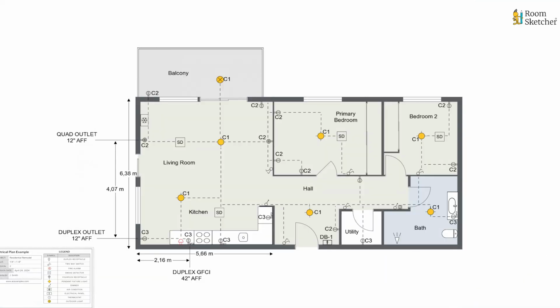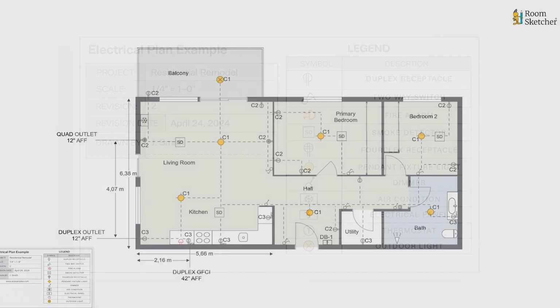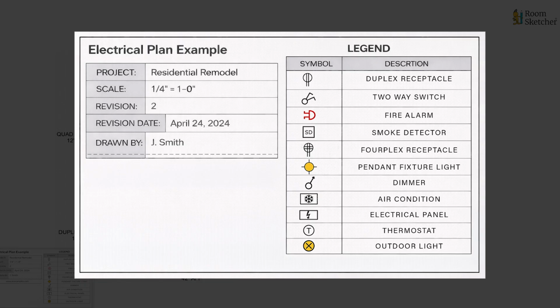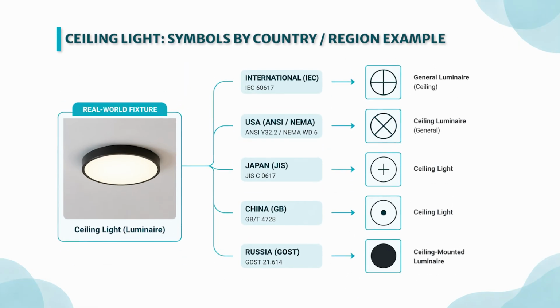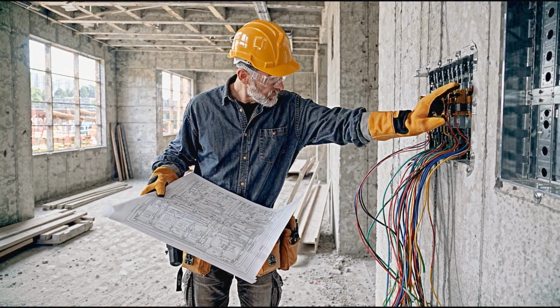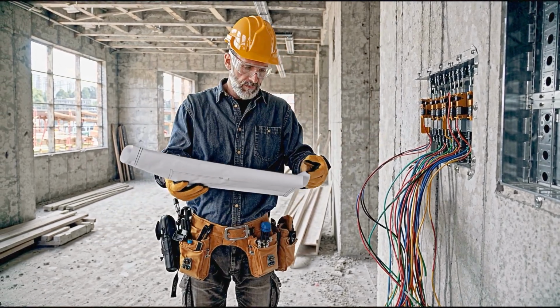Before you dive into the symbols, take a moment to orient yourself. Look for the title block, usually in a corner of the drawing. It shows key info like the project name, scale, and revision date, so you know what you're looking at. Some plans include a legend, sometimes called a key, which can help explain the symbols used. Since symbols can vary between countries, firms, or architects, it can be helpful to check it when available. Once you know the project and you've reviewed the legend, you're ready to look at the actual layout.